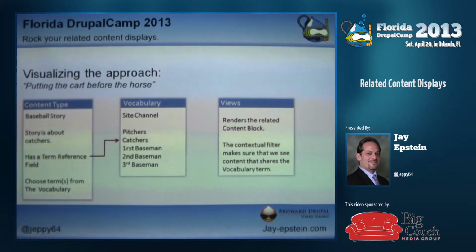Okay, I put the cart before the horse. Now remember I said we just got to get through a couple of slides and then we'll get to the good stuff. This is what I meant. I have a baseball story, and the story is about catchers, okay? I need to be able to take that piece of content and give it a classification. I need to give it a name tag. That's the vocabulary part, okay? All we need is to have that vocabulary set up with terms. And like I said, pitchers, catchers, first baseman, so on and so forth. When I enter in my content, I'm going to assign it or classify it to a channel, and then we're going to ask views to show us the related content on the sidebar, and we're going to get to that.